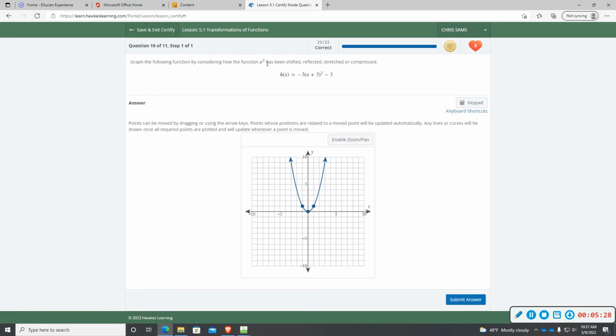Here we have the graph of x squared shown, and we want to now graph this one. So we're going to shift it left 3. I want to move it onto the x-axis. Left 3. We're going to go down 3.